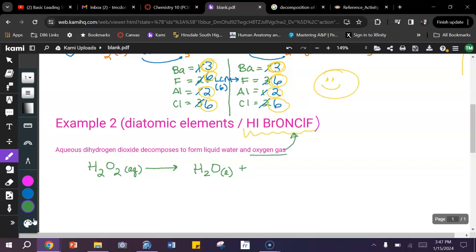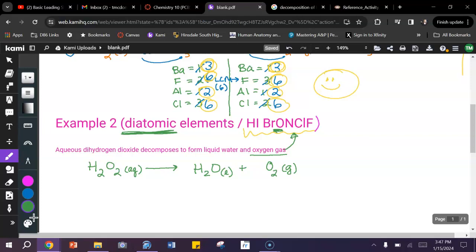So here's where the HONClBrIF elements are going to come in. Notice that oxygen is a part of that group. And what that means is that I can't just write an O. No, it's diatomic. Oxygen is diatomic. It can't exist as a single atom. It needs to be paired up with a buddy. So the formula for pure oxygen is O2, and that's a gas.